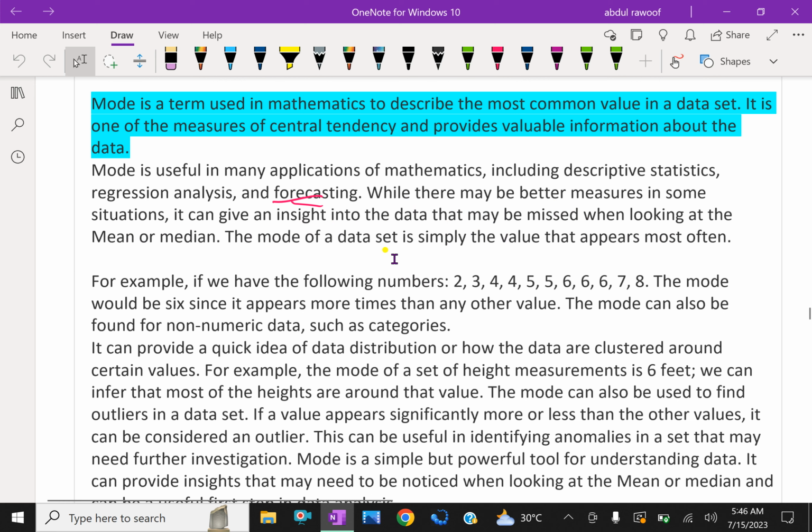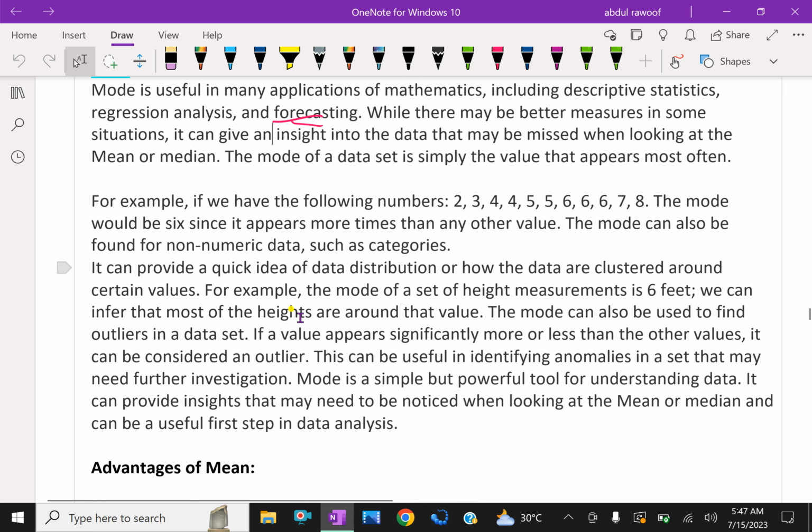The mode of a data set is simply the value that appears most often. Look at this example. These are the data given. In that, the mode would be 6 because 6 appears 3 times. That is, the most frequently occurring number is 6. So it's the mode. The mode can also be found for non-numeric data such as categories.